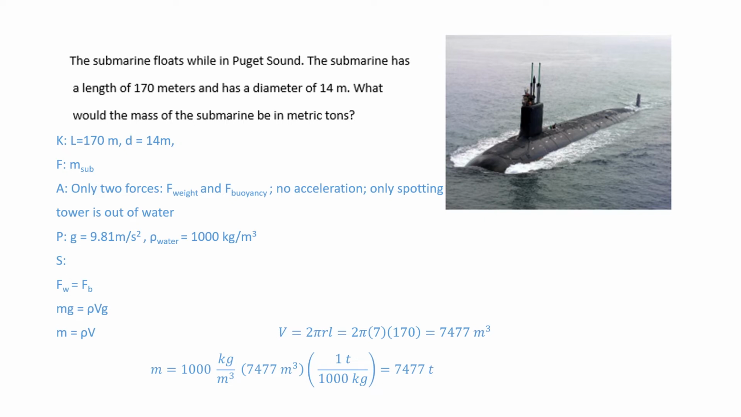But for solving, our weight force is equal to the buoyancy force. We further expand upon that: mg is equal to rho Vg. Get rid of the gravity constants. Mass is equal to rho V. We find our V with V equaling 2 pi r L, and that equals 7,477 meters cubed. And that will be our final answer, 7,477 metric tons.